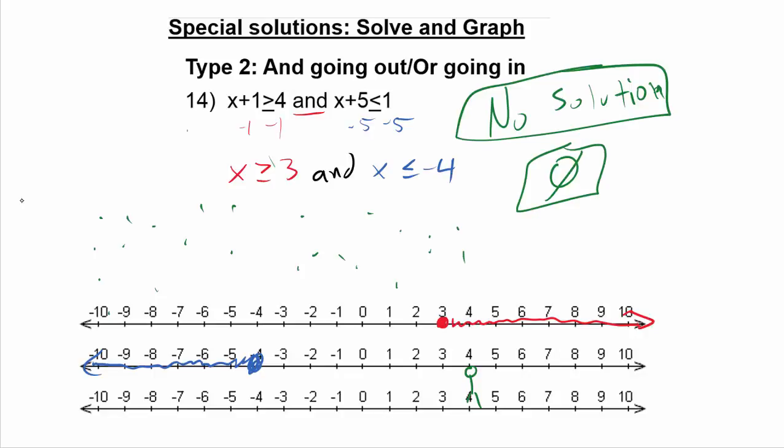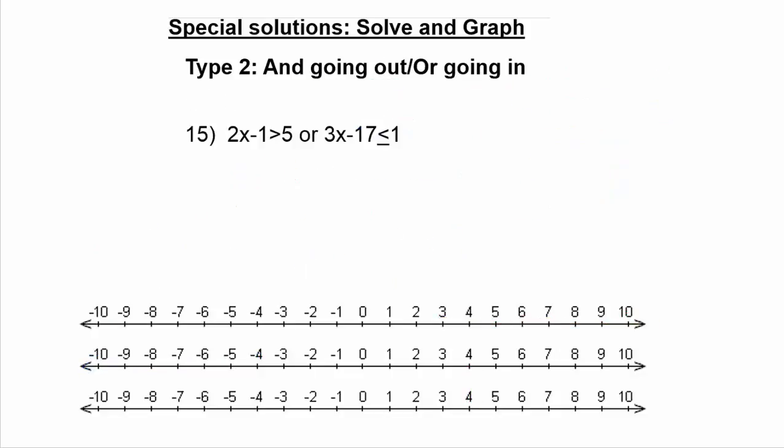Okay, so we got 1 more to go here. So that was an example of an and problem that was going outwards. Again, you can see that the words and, or, these are very important words to these problems.